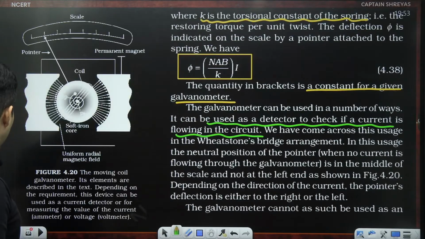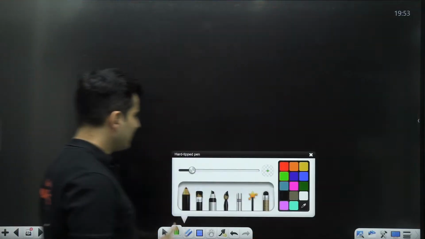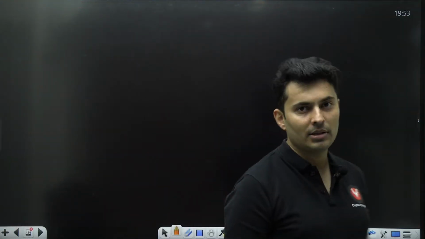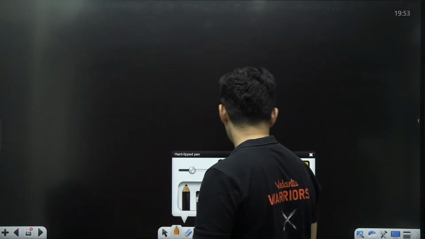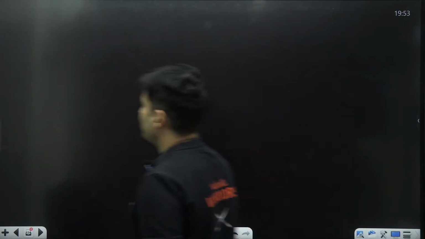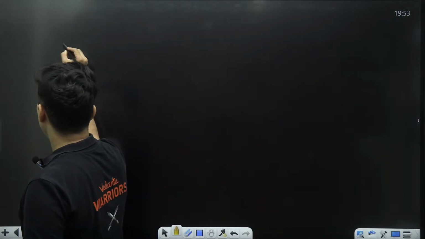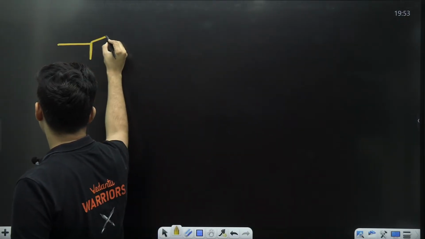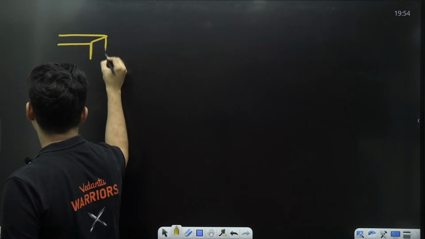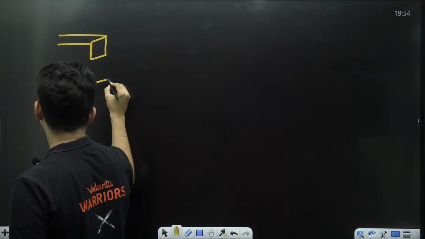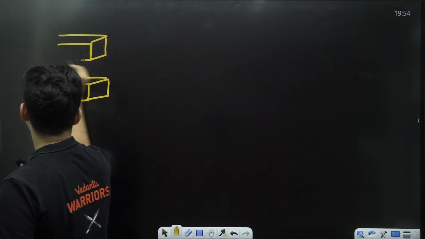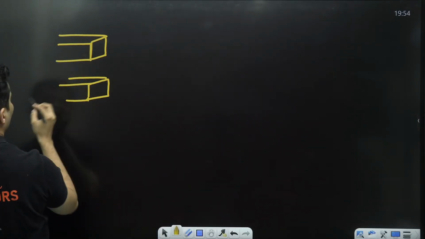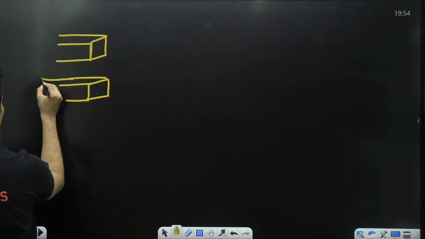Let's start with the construction part. Let's understand this, what exactly happens. Everybody pay attention first. So say, for example, if I have a horseshoe magnet, okay, if I have a horseshoe magnet, something maybe like this.